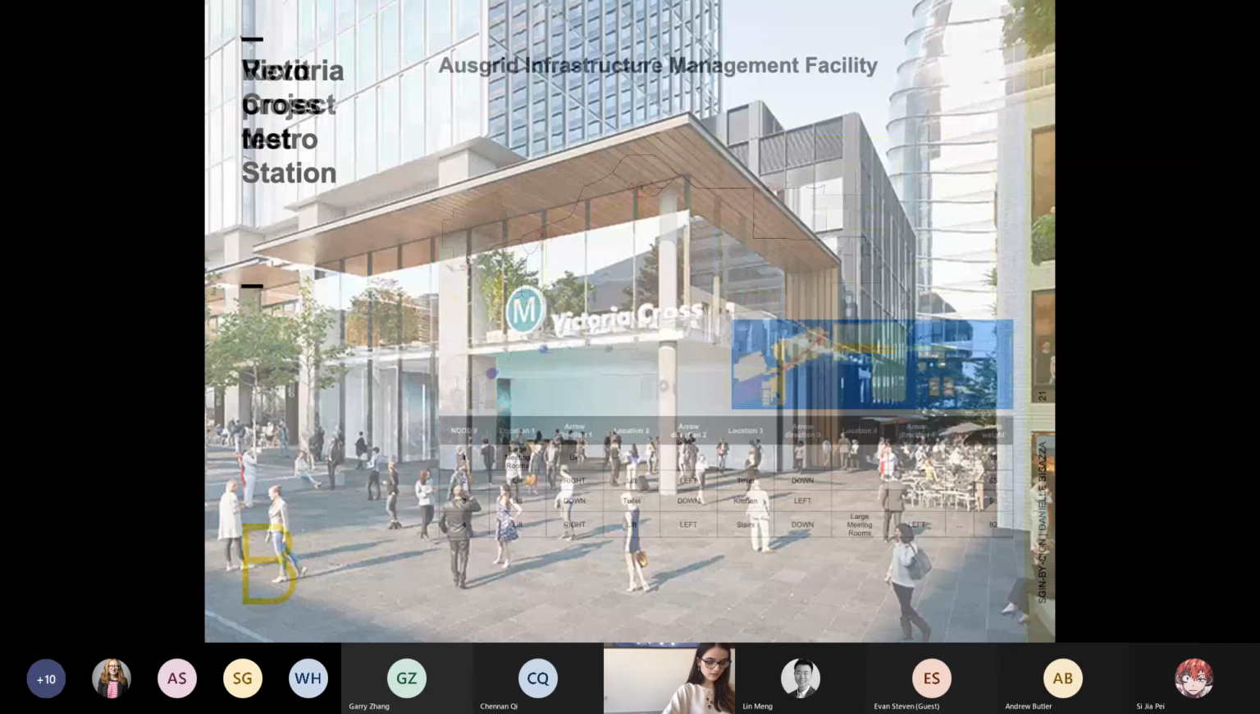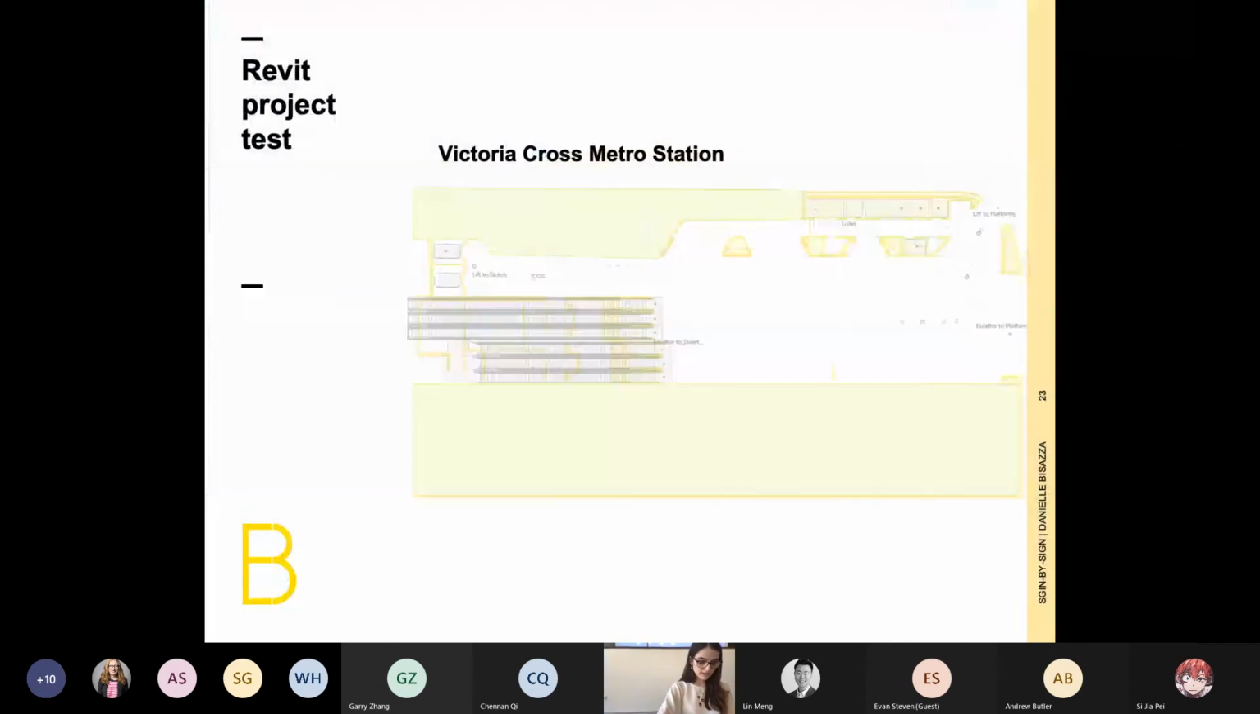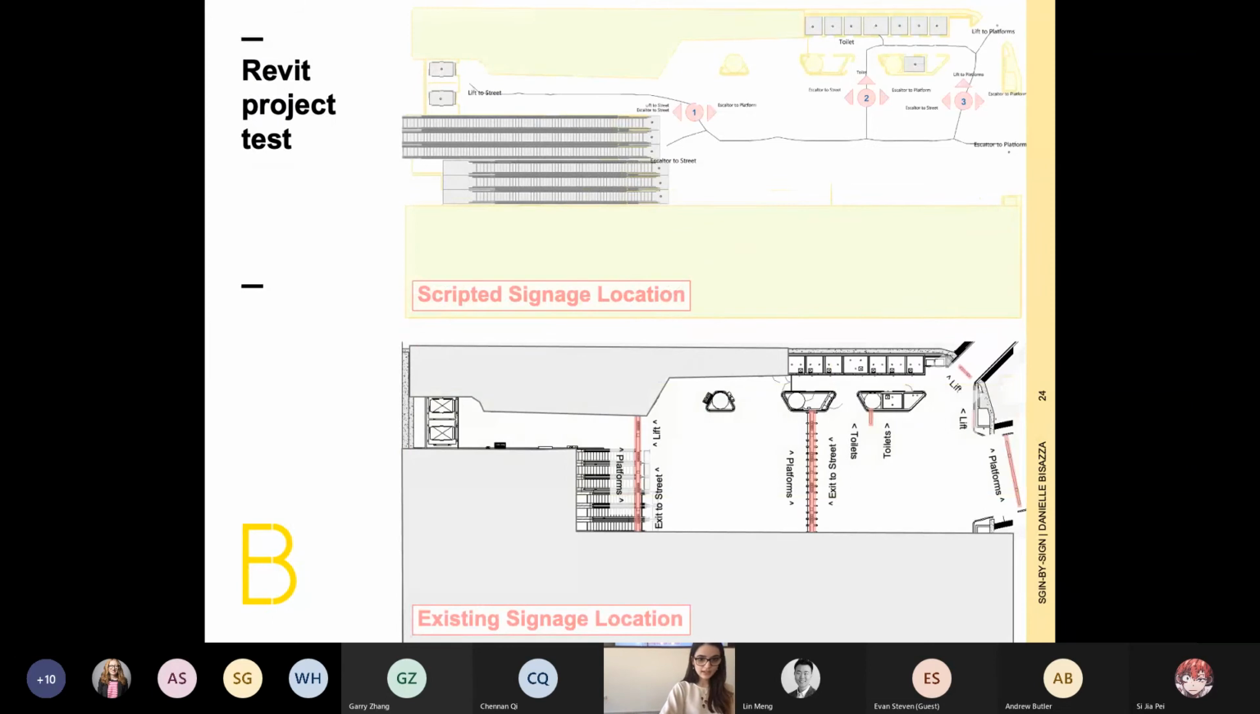Because of this, I decided to use one final project, which already had a signage layout placed within it, in order to compare and evaluate. This was another Cox model of a metro station. After completing the same steps as prior plans, as shown, we were then able to compare this result to the existing signing location strategy. And it's clear to see that the resulting areas of decision-making are quite similar.